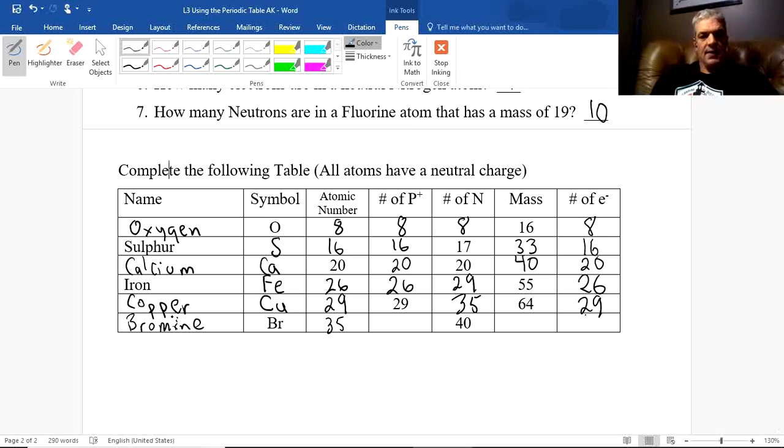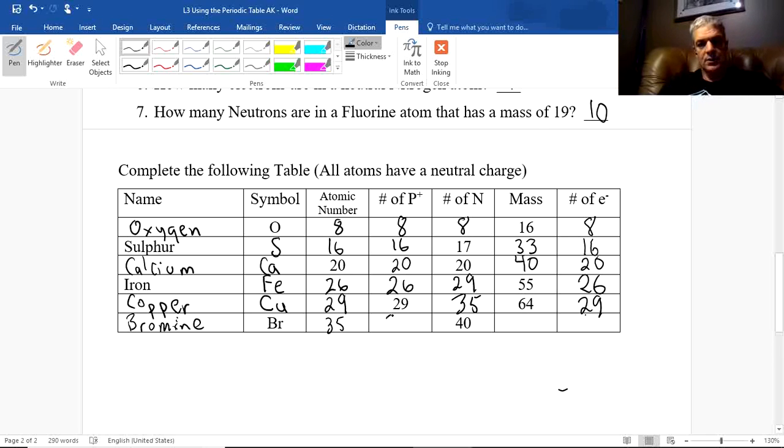And then down here we have bromine, 35. Number of protons will be the same as the atomic number, so that's 35. And then when we add these two together, we get our mass. That will be 75. And then finally, the number of electrons will equal the number of protons. So it is 35 because it's a neutral charge.